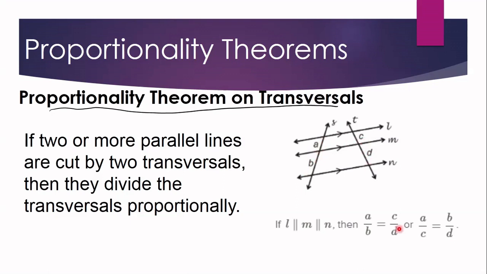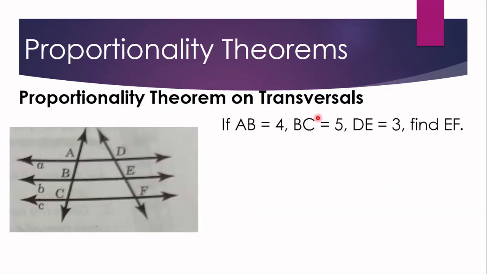If that is the case, then, sabi dito, the ratio of AB is equal to the ratio of CD. Or by alternation property, we can write the ratio of AC is equal to the ratio of BD. That is proportionality theorems on transversal. As an example, let us consider this one. So, if BD is equal to 4 and BC is equal to 5 and DE is equal to 3, find EF. So, nawawala ang EF.